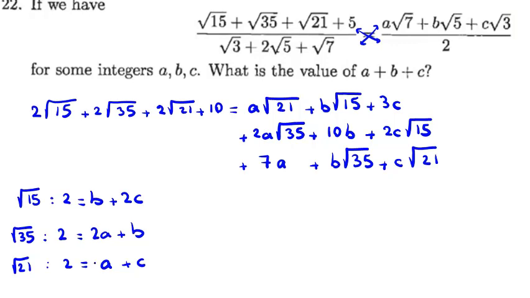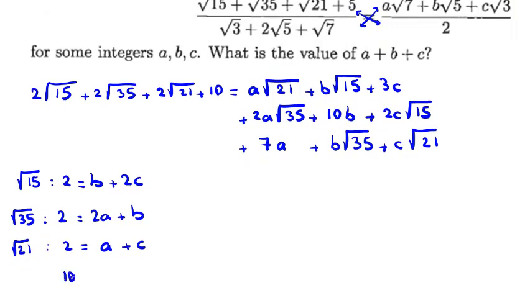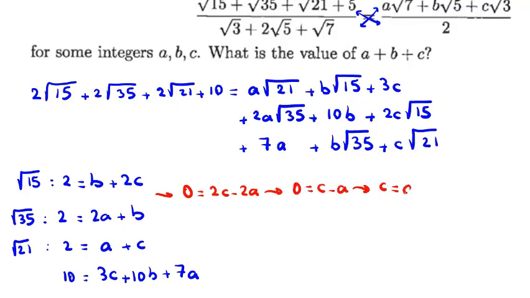And the last one, the constant term. 10 equals 3c plus 10b plus 7a, because a, b, c are integers. Okay, now we have these four equations. If we consider these two equations, if you subtract, for example, this minus this, the left side will be 0, and on the right side b and b will be cancelled. It will be 2c minus 2a. If we divide both sides by 2, c minus a, so c equals a.